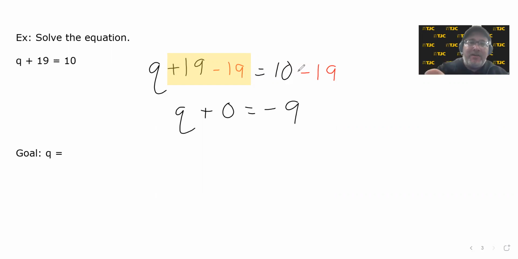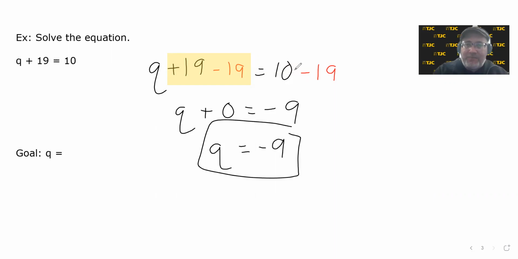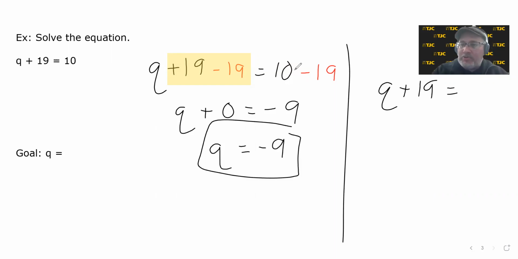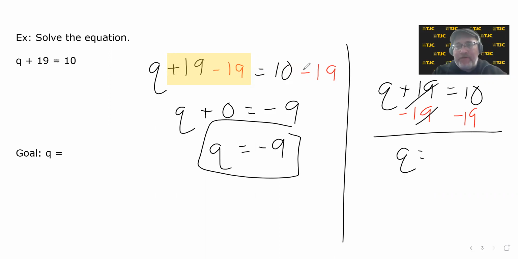But again, a plus 0 is ignorable because anything plus 0 is itself. Whether that thing is a number or a letter is irrelevant. Q plus 0 is Q. So technically what happens is the Q plus 0 collapses down to a Q, and we get Q equals negative 9. Now, if you want to do it the other way, where you start with the equation and then you write something like minus 19 and minus 19, that's okay. Just remember that your moves are motivated by your goal, which is to get the Q by itself.